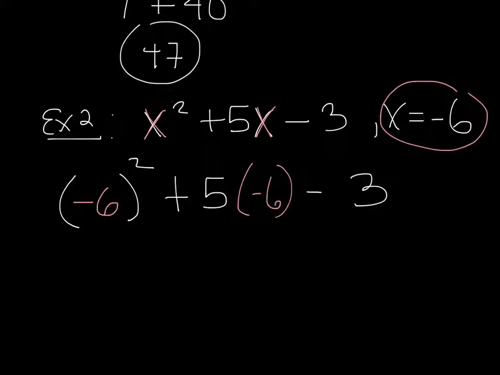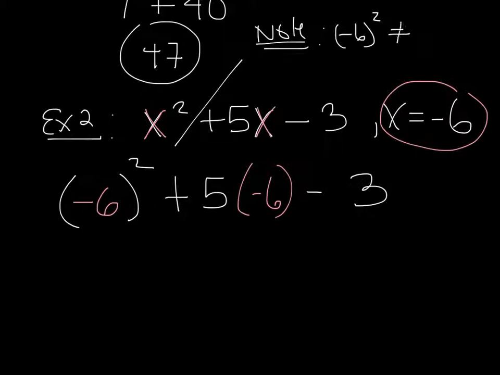Again, these parentheses are important. So maybe note negative 6 squared is not the same thing as negative 6 squared. When you evaluate this, you're going to get 36. When you evaluate this, you're going to get negative 36. Obviously their numbers are different, so that's why these expressions are different.